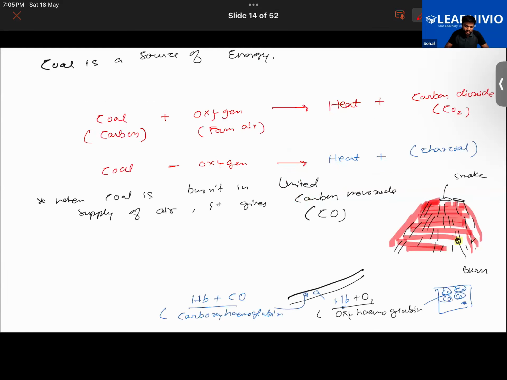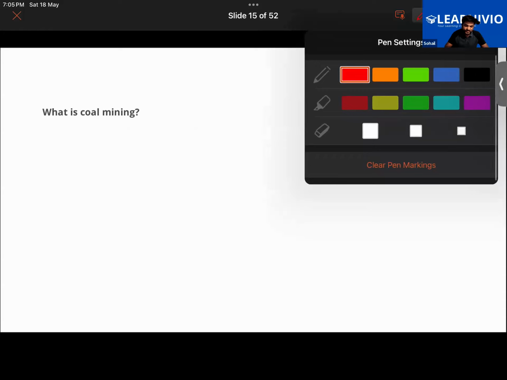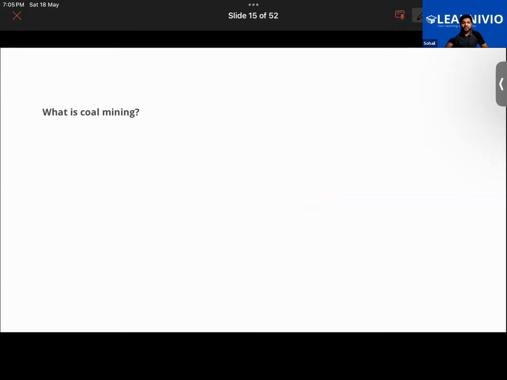Then we learned about coal mining also. So thereby we learned that basically coal mining is the extraction of the coal from the ground. That is what coal mining is. We had two types of coal mining. Let me write this: extraction of coal from the ground.